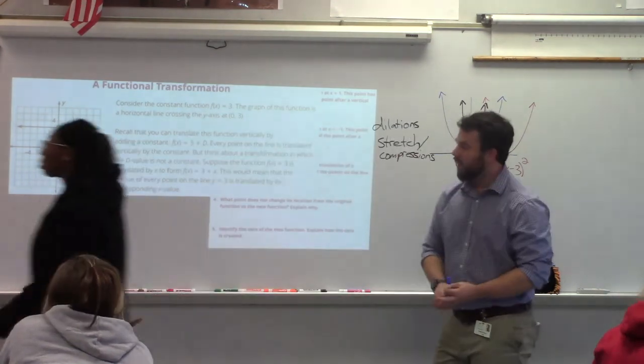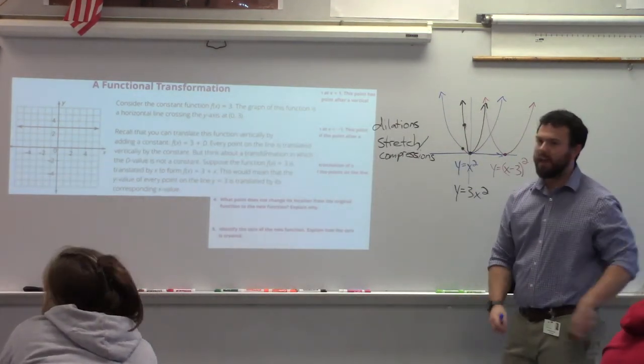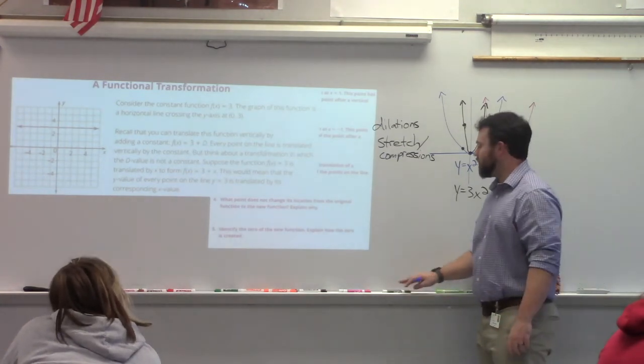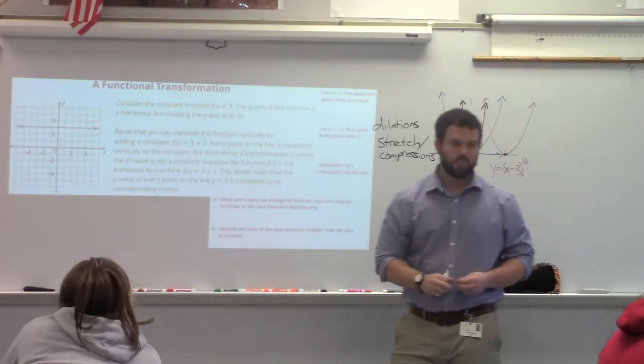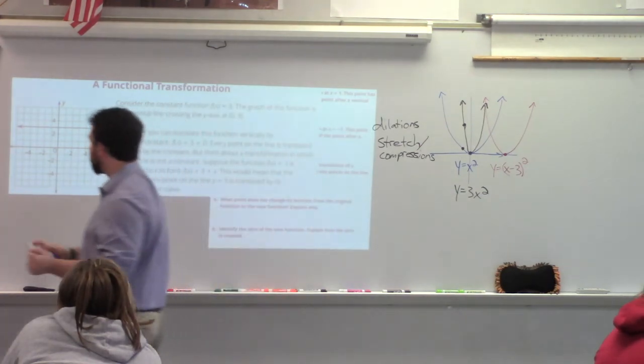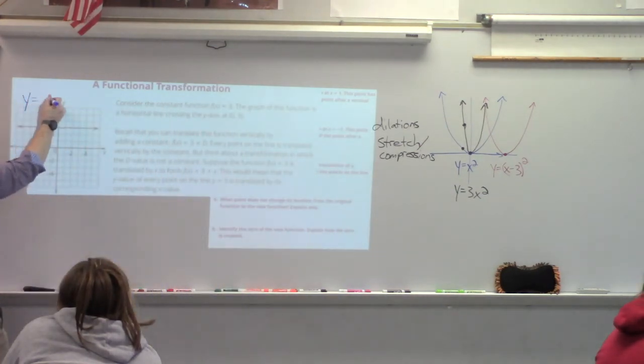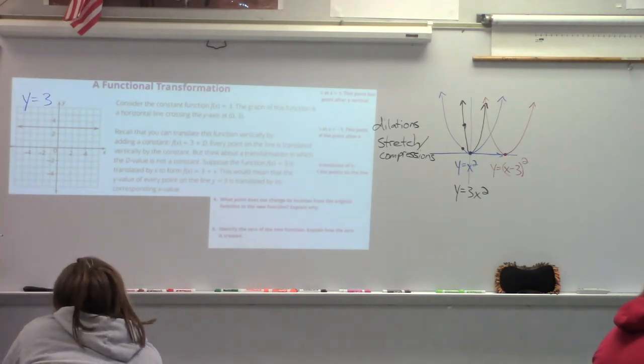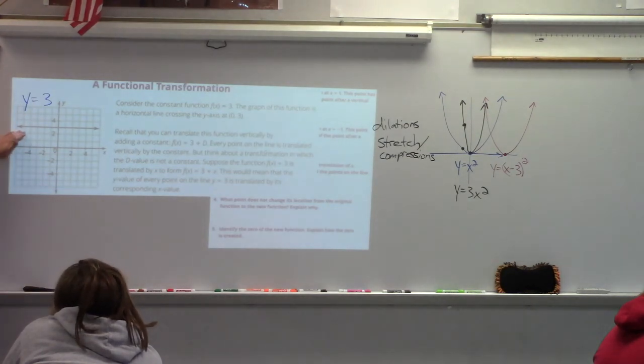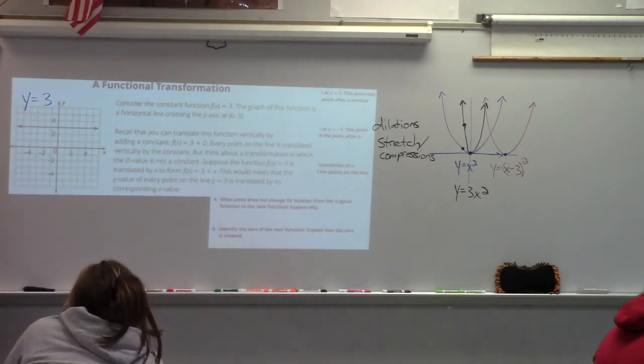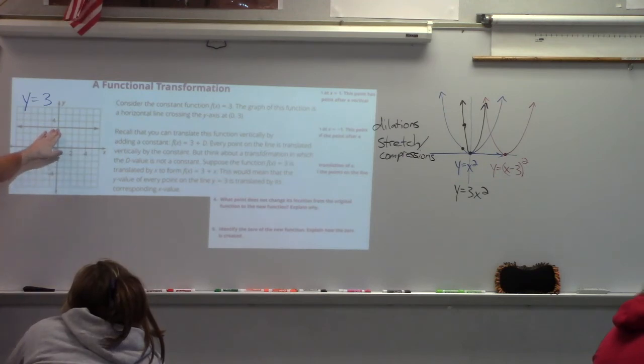Alright. Consider the constant function f of x equals 3. What's another variable we could use for f of x? Y. It is a linear function. This is a special type of linear function, a horizontal line. But notice, what does every point on this line have in common? The y is always what? 3. So it intersects the y-axis.